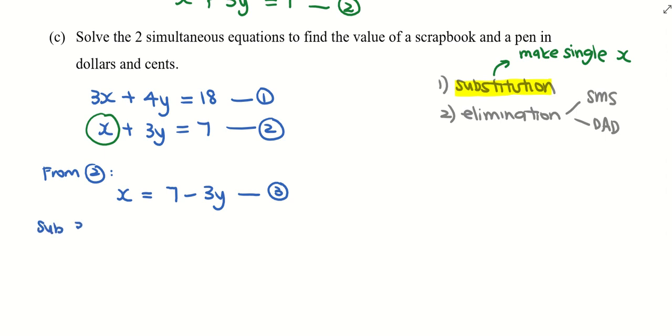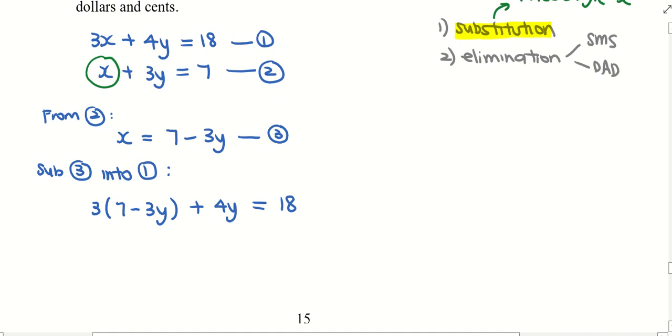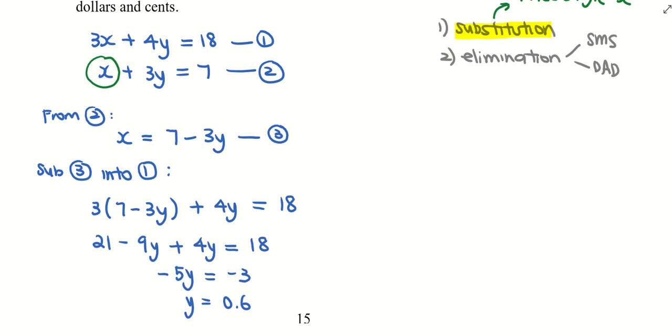So sub equation 3 into where? Which is the equation that I have not touched yet? I have not touched equation 1. So I will sub into equation 1. Replace x with 7 minus 3y, and everything else keep the same. So now the equation that I just written down is in terms of y only, no more x. So I can find the value of y. I have found my value of y after simplifying.